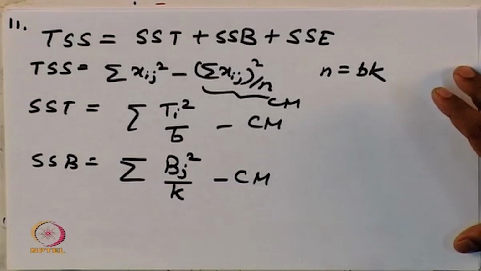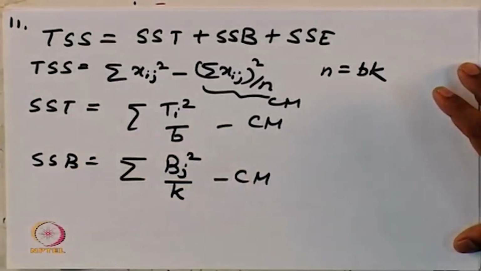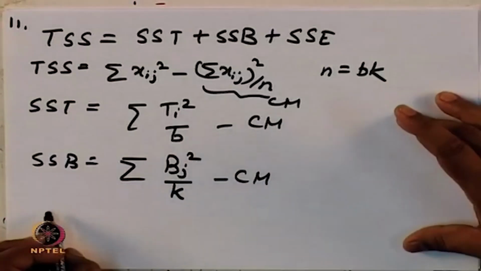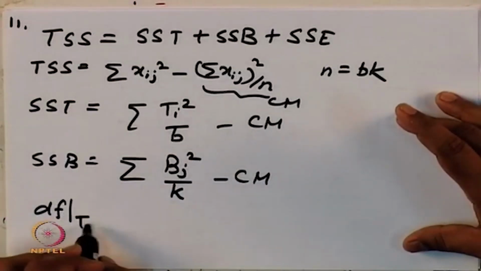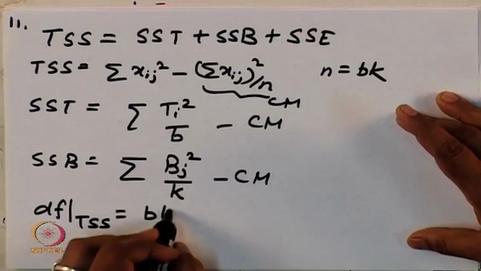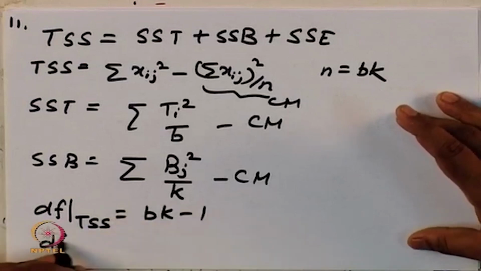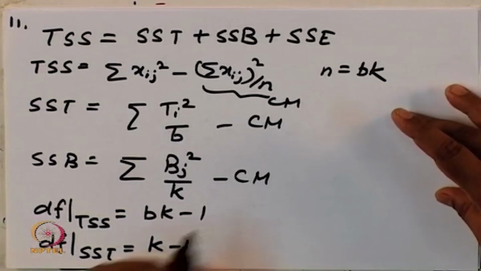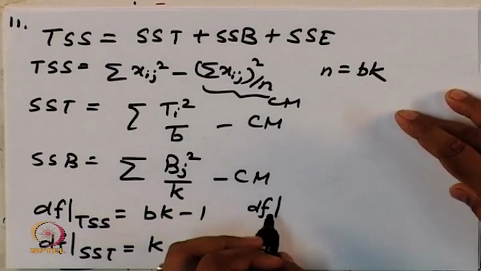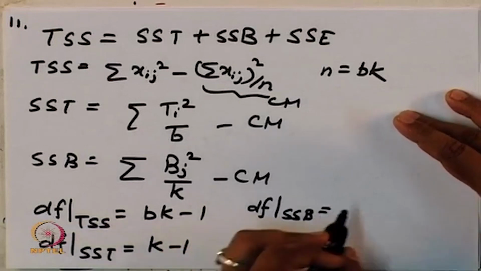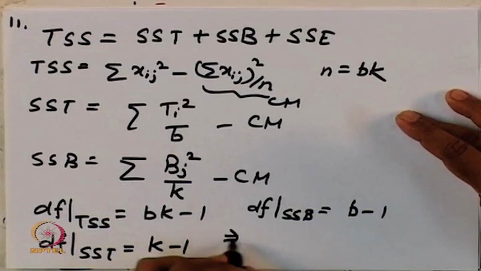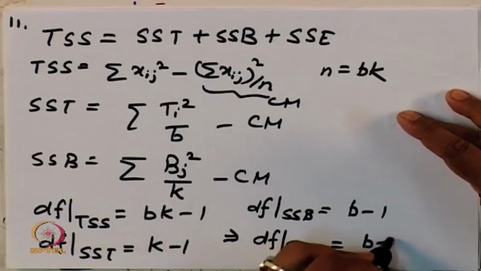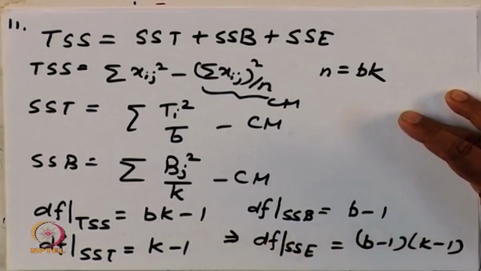Okay. So, SSB becomes summation Bj square minus Cm. The degrees of freedom for TSS is equal to b times k minus 1. The degrees of freedom of SST is equal to k minus 1, and degrees of freedom of SSB is equal to b minus 1. This would imply that df of SSE is b minus 1 times k minus 1.